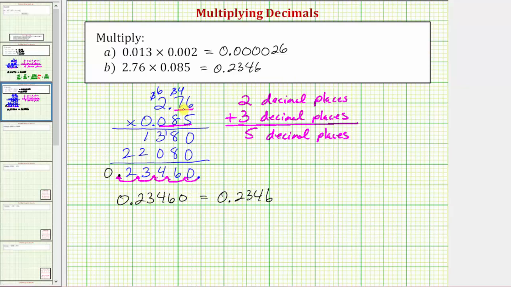To better understand this product, let's once again write the decimals as fractions. So 2.76 is 2 and 76 hundredths times 0.085, which is 85 thousandths. Let's write 2 and 76 hundredths as an improper fraction. So the denominator will be 100. The numerator will be 100 times 2 plus 76, or 276. Still have times 85 thousandths. Now multiplying, we know that 276 times 85 is equal to 23,460, and 100 times 1,000 is equal to 100,000.